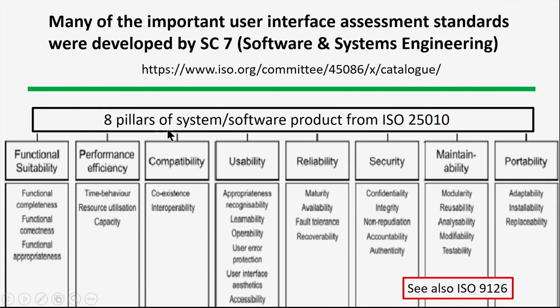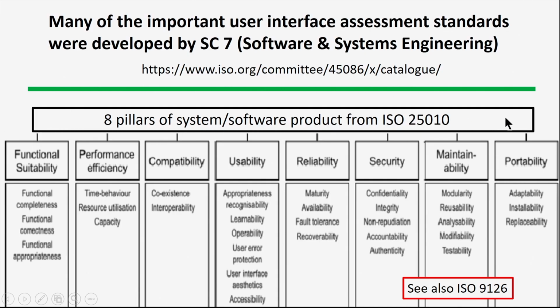Now, to put all of this in perspective, Subcommittee 7 has developed sort of a framework of topics that are related to systems engineering and software, and the summary of this material appears in a document called ISO 25010, and it's not a specific user interface document. It's more a kind of general document that covers the overall issue of developing good software. And so there are 8 topics, I've called them the 8 pillars, that are in that document.